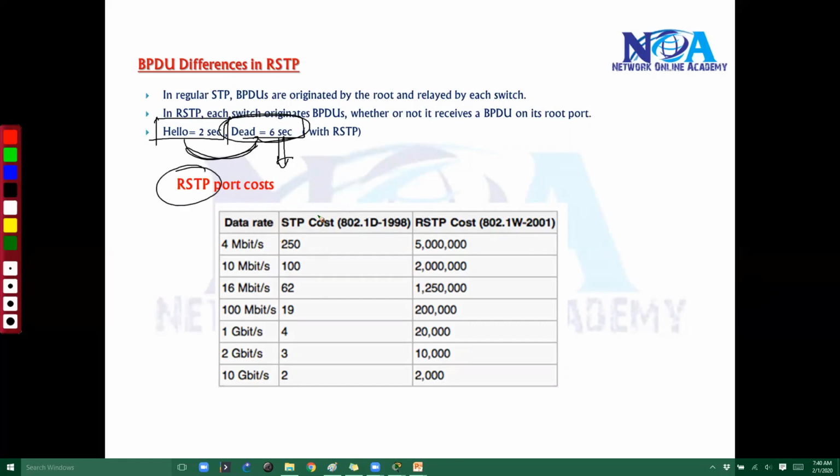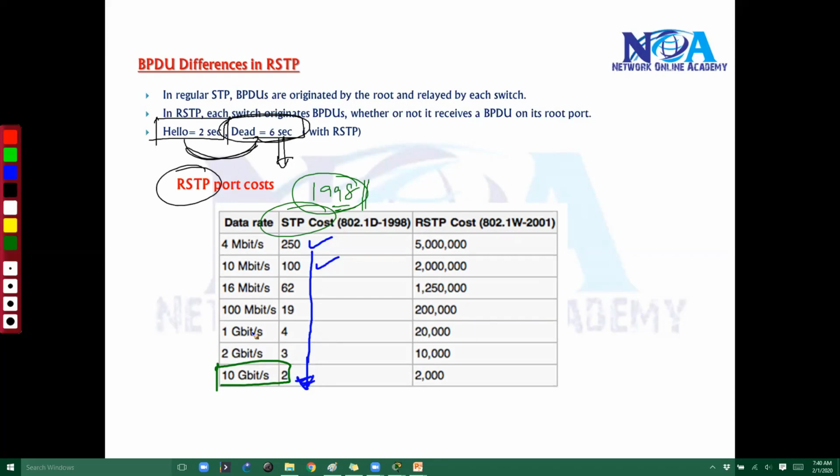Now, one of the limitations with RSTP is, when it was introduced in 1998, they defined the cost values up to 10 gig. Like if you're using 4 Mbps, the cost is 250, 10 Mbps, the cost is 100. So based on the RSTP calculation, they have defined these values. So these are like standard defined values.